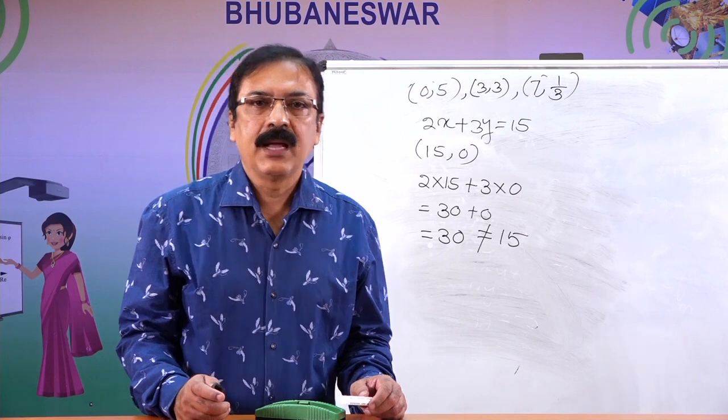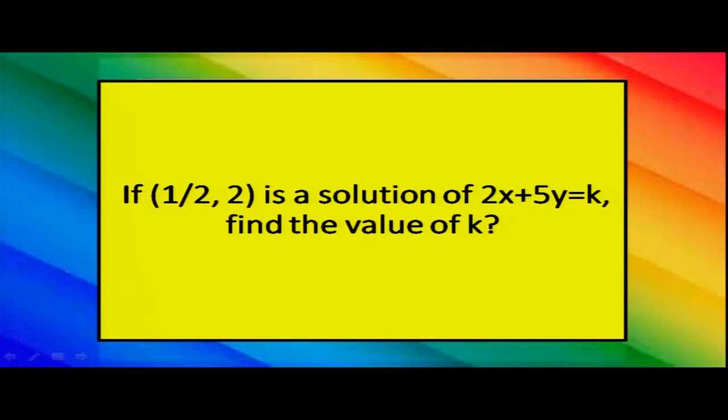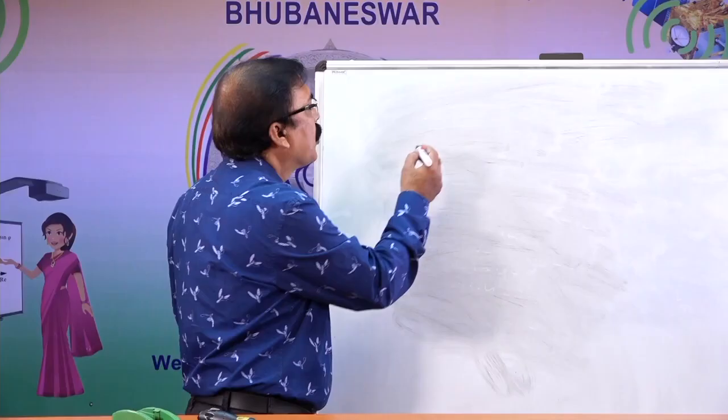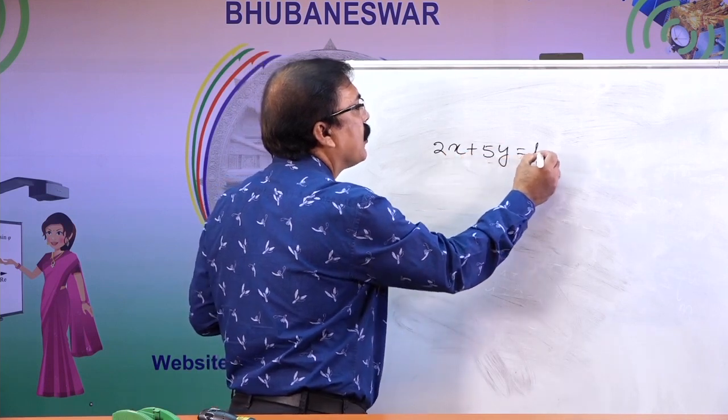Okay? Then the next question is: if 1 by 2, 2, this ordered pair, is a solution of 2x plus 5y is equal to k, find the value of k. Here a condition is given. The equation is not complete, but the solution is given. We have to find the unknown coefficient, that is k. So the equation is 2x plus 5y is equal to k.